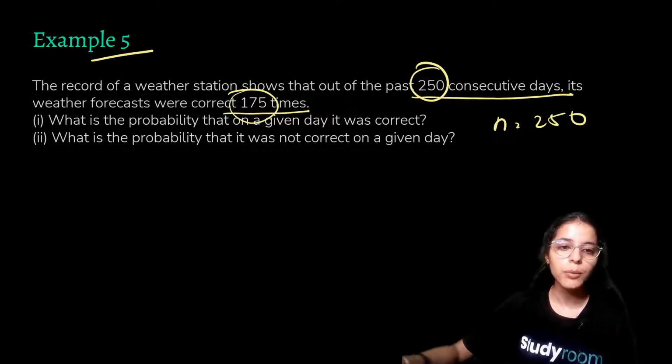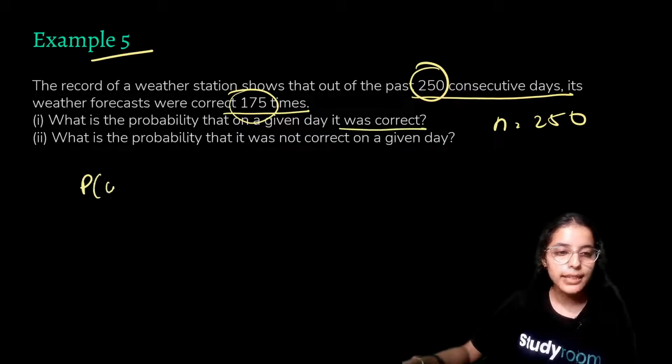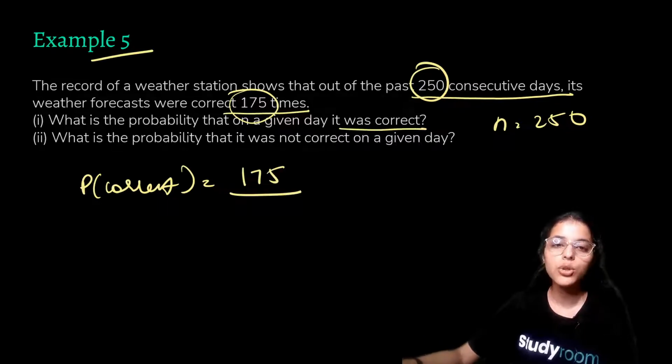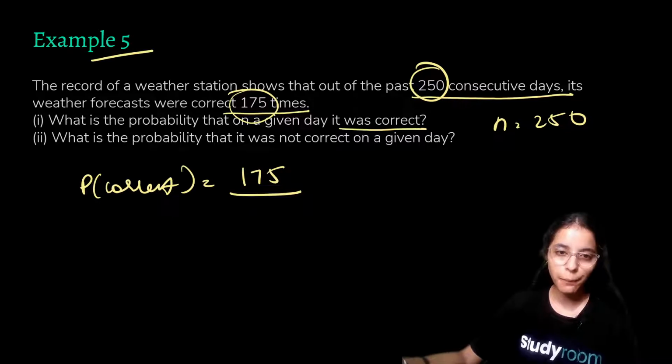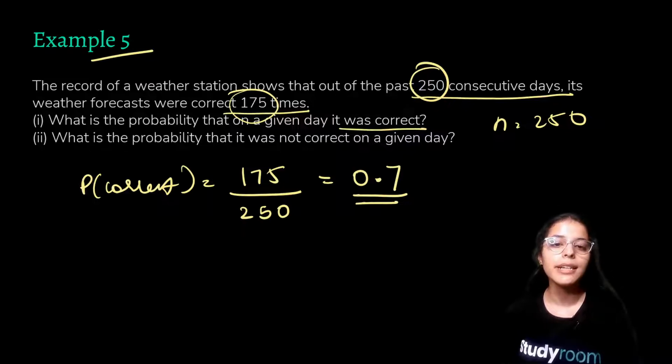So now, what is the probability on a given day that it was correct? Now, the probability that it is correct would be the number of times the event has occurred, that is, 175 times it has occurred, divided by the total number of times the trial has happened, which is 250, and this will come out to be 0.7. So this is our probability that the weather forecast on a day would be correct.